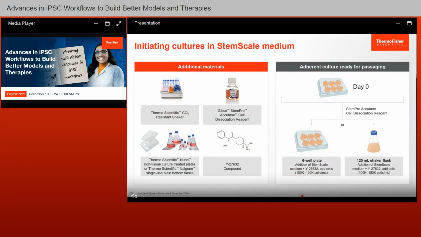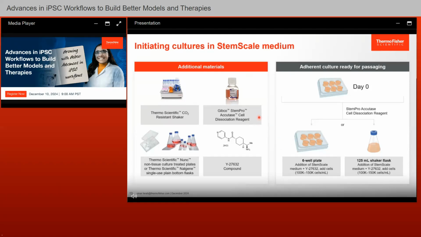Now, beyond the actual media itself, there are 4 critical components needed to successfully culture PSCs in suspension. The first is a form of agitation, for which we usually use a CO2-resistant shaker to provide the agitation needed to keep these cells in suspension and avoid cell clumping. The second is a dissociation reagent. In this case, we recommend the use of StemPro Accutase in order to dissociate either 2D cultures to initiate those 3D StemScale cultures or during passaging of our StemScale cultures.